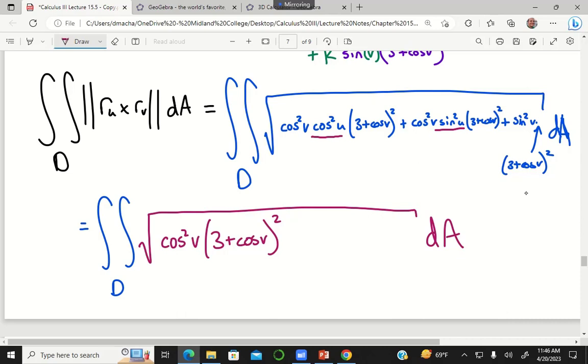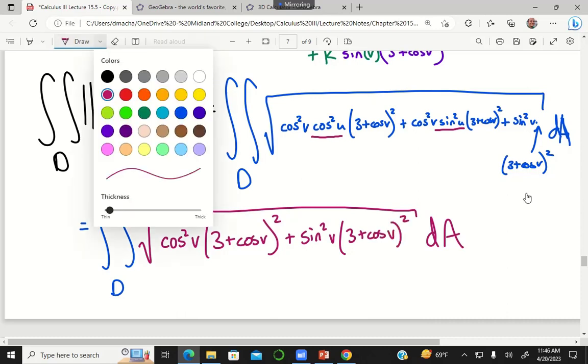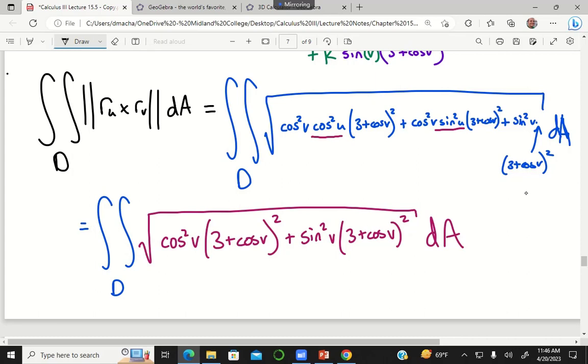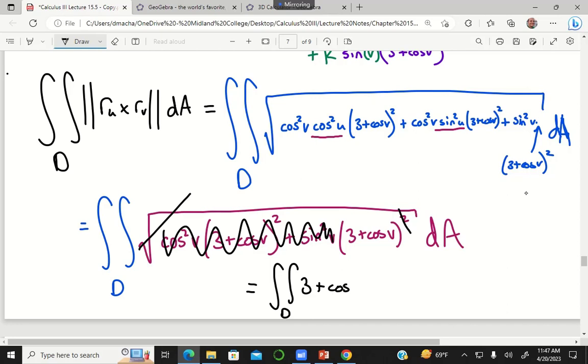Then the last term is plus sine squared v times (3 plus cosine v) squared. And again, you're like, wow, cosine squared v plus sine squared v, that's just too good to be true. And so you can forget about all of that except for the (3 plus cosine v) squared, which is nice because the square root cancels with the square, and then this integral becomes the double integral over our domain of 3 plus cosine v.